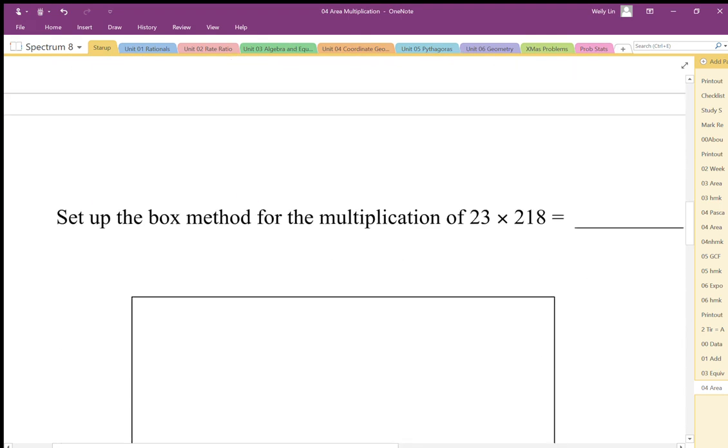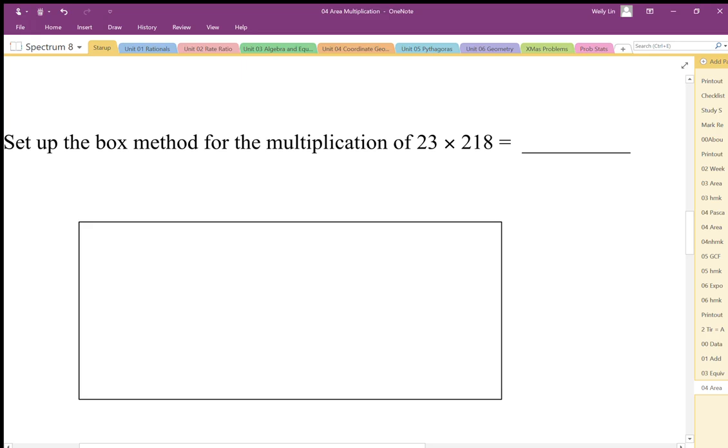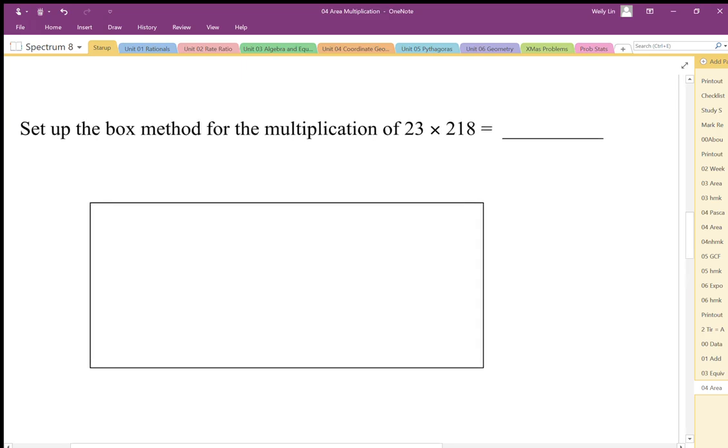Okay, so we can set up a box method for this more complex multiplication. Now there's lots of ways you can do it. If you know your multiples of 21, you could do it as 210 plus 8. If you don't like that, you can break it up into 3 parts if you like, as long as you conserve the length. So we can break it up into a length of 200, okay, plus 10 plus 8. Okay, so that whole length is going to be 218.